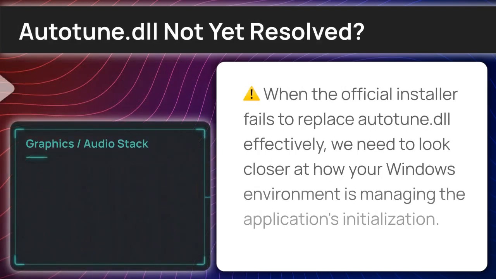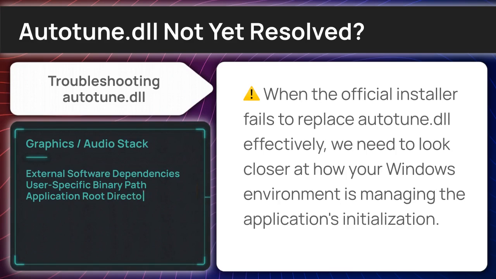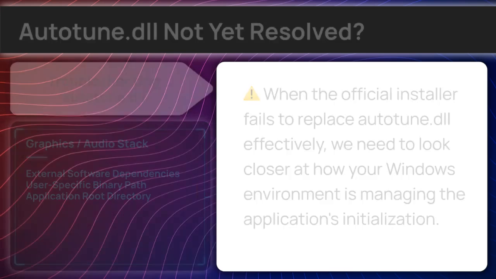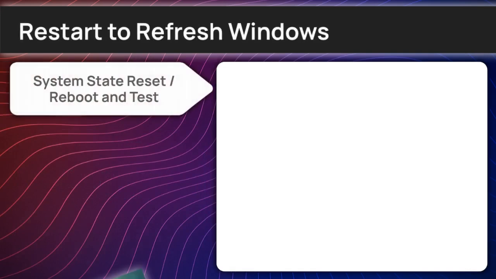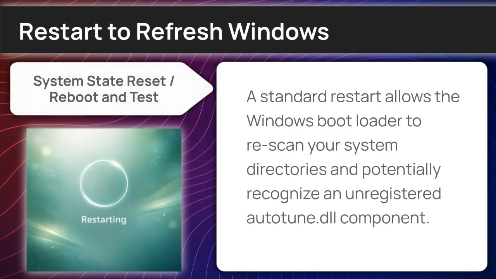If no luck was had with the redistributable package, we will escalate the fix by performing a targeted reset of the system state. A full system restart clears the temporary memory cache and allows Windows to attempt a fresh initialization of all required libraries, including Autotune Library.